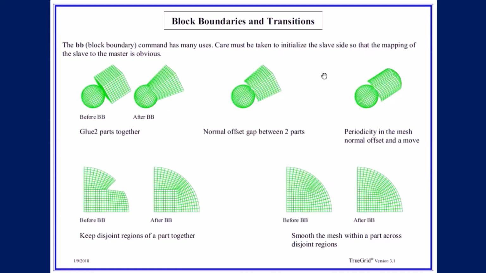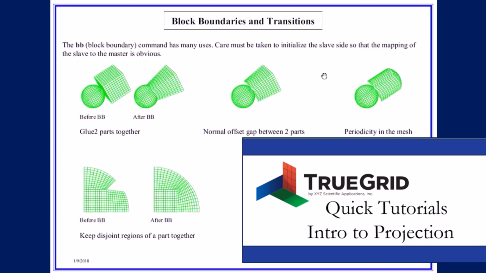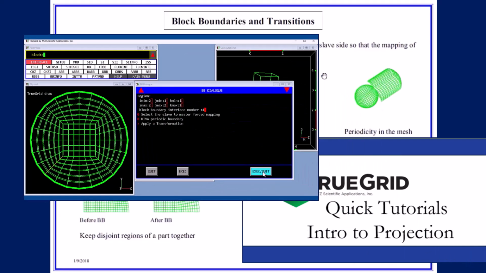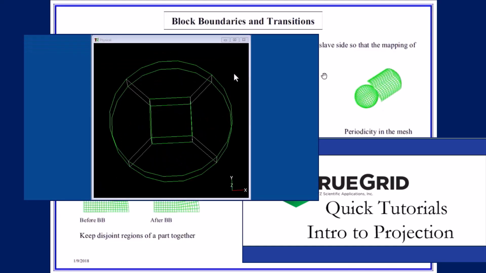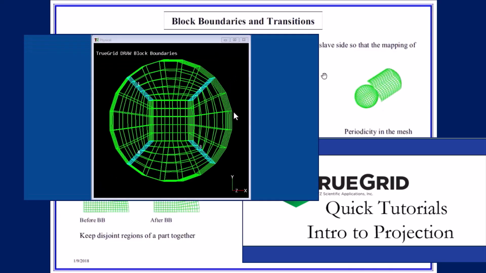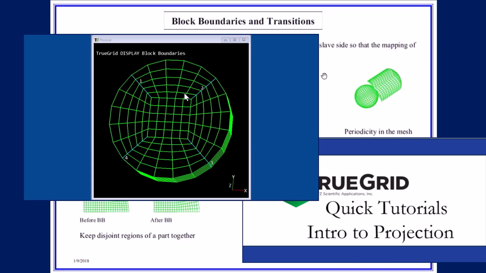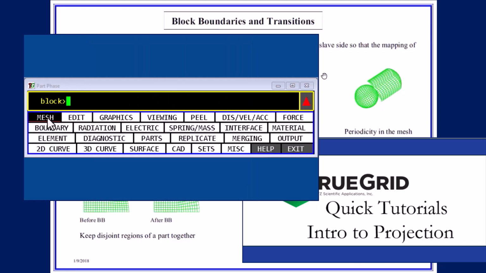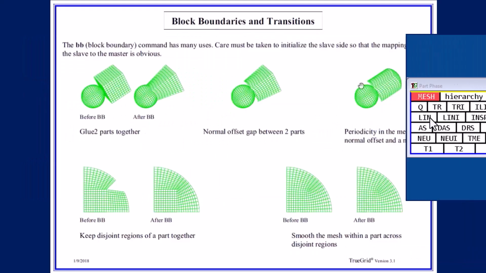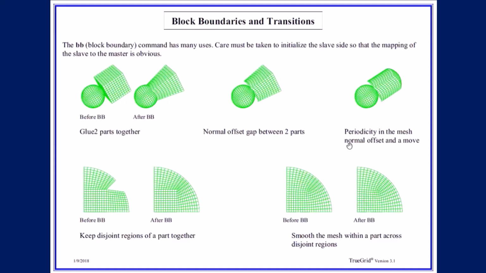In this lesson, we're going to explore block boundaries and transitions. In several of our other lessons where we utilize the butterfly topology, such as Intro to Projection, we demonstrate gluing adjacent faces together using the block boundary command. This allows the boundaries' shared nodes to participate in the smoothing along the interface. In this lesson, we're going to explore all 5 ways that we use the block boundary interface command.